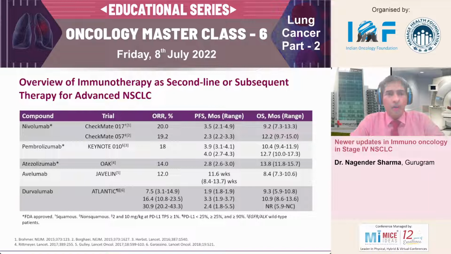So, overview of chemotherapy and subsequent therapy as second line in advanced NSCLC. We have nivolumab, pembrolizumab, atezolizumab, avelumab, and durvalumab. There is a plethora of options in second line and progressive disease also.